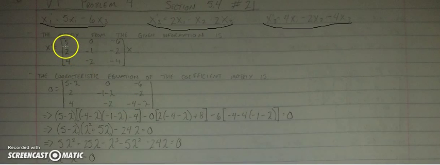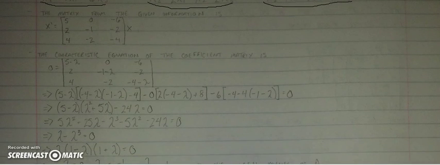And that's going to be, first row is 5, 0, -6. Second row is 2, -1, -2. And the third row is 4, -2, -4. Alright, the characteristic equation of the coefficient matrix is as follows.